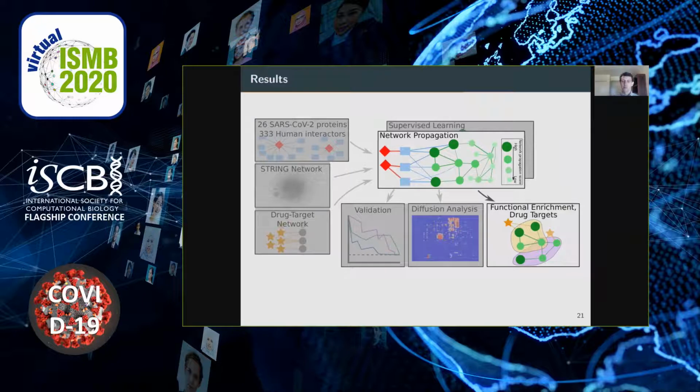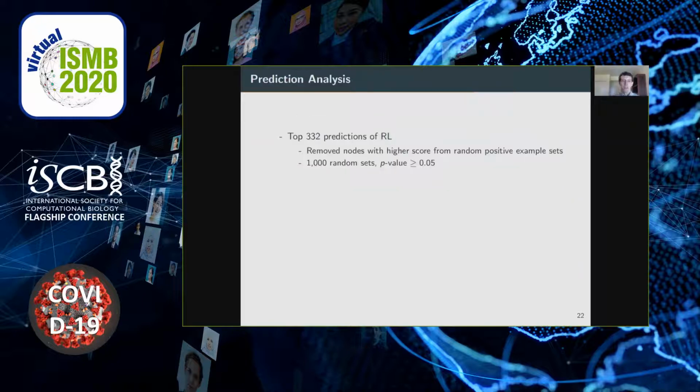Now onto our main results. We analyzed the top 332 predictions of RL, and to try to remove any noise that could be present among these predictions, we designed a degree-stratified sampling approach for estimating p-values and kept only nodes with a p-value less than 0.05.